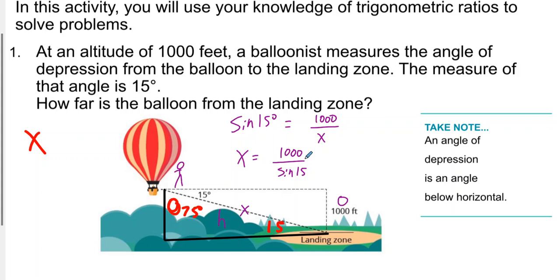I can put this in my calculator, checking that my mode is in degrees. 1,000 divided by the sine of 15, and I'm going to get 3,863.7 feet. It's a unit. It's a real world problem, so I need a unit.